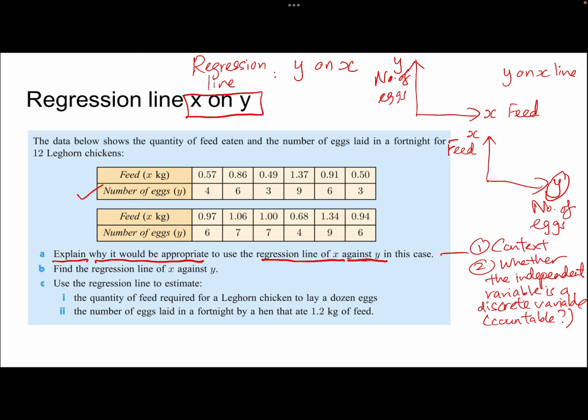So that really puts in a really good shout as a good choice for an independent variable for this case. All right, so this is how we determine how we could use the regression line of x against y when we do a little switch of the variables.